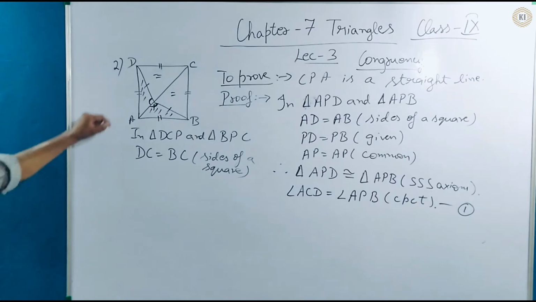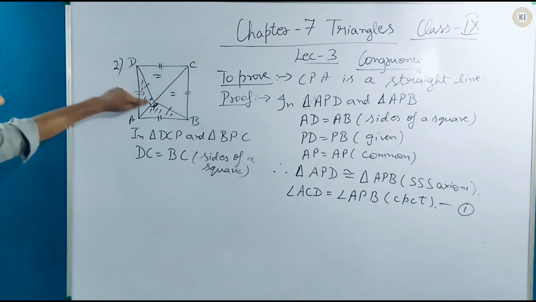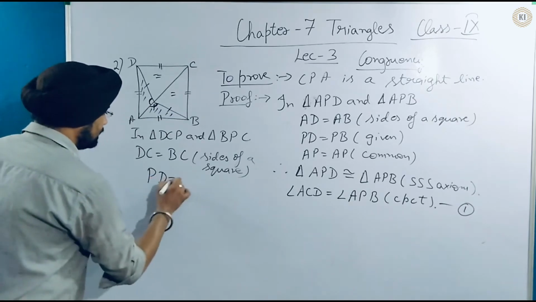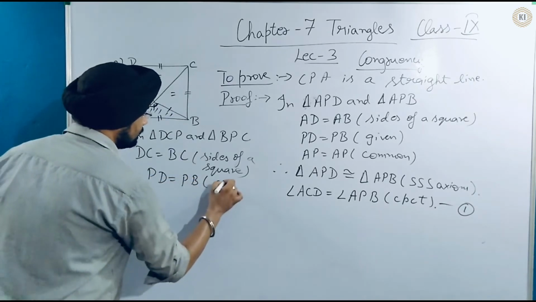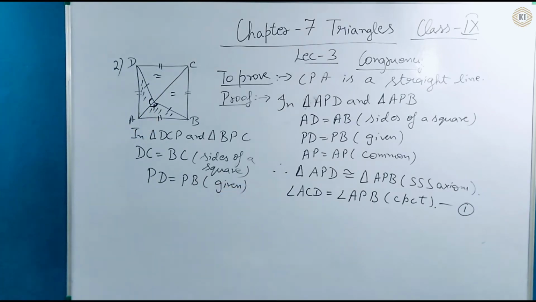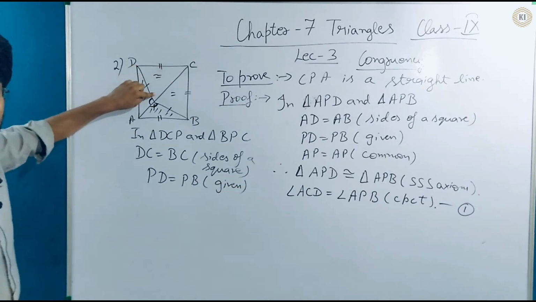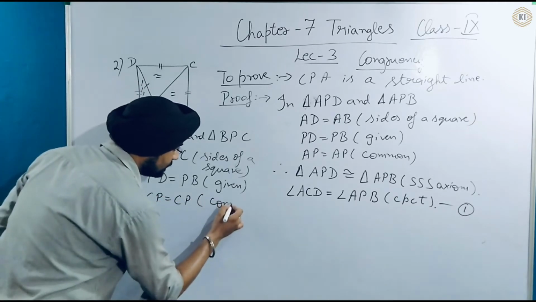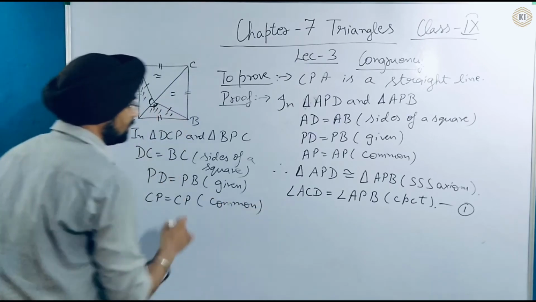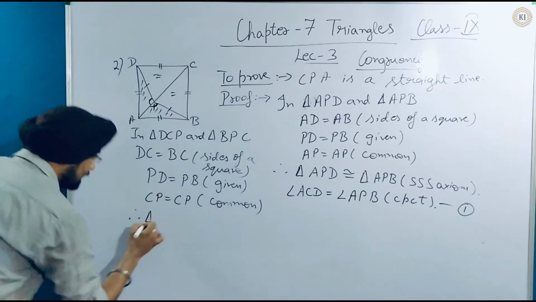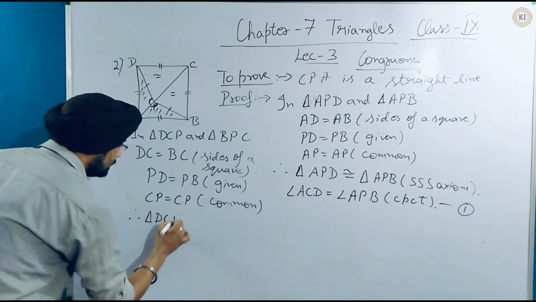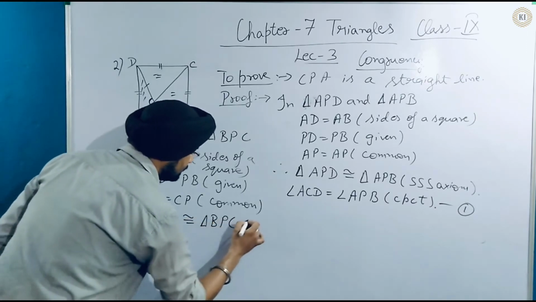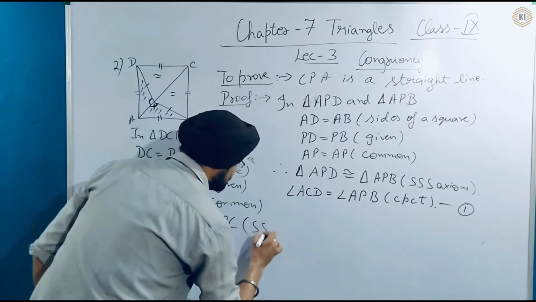Second, you can see PD will be equal to PB. That is already given in the question. And second thing you can see CP. This side CP is common. So CP is equal to CP. That is common. So therefore triangle DCP is congruent to triangle BPC. Again it is by side rule.